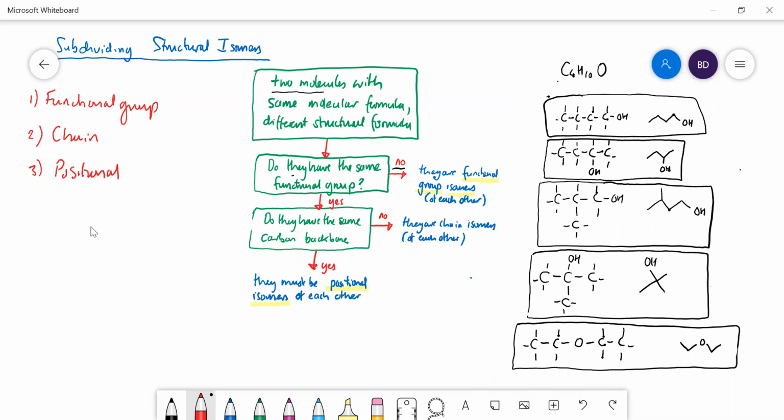You can either say they're functional group isomers of each other, they're chain isomers of each other, or they're positional isomers. You can't just say this molecule is a positional isomer. That doesn't make any sense. You've always got to be comparing it to something else.